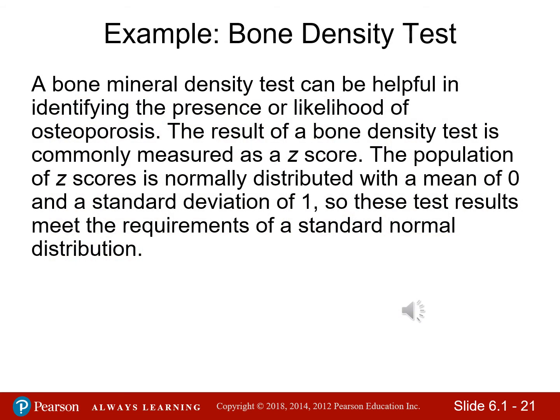Let's consider this example. A bone mineral density test can be helpful in identifying the presence or likelihood of osteoporosis. The results of a bone density test are commonly measured as a z-score. The population of z-scores is normally distributed with a mean of 0 and a standard deviation of 1. So these test results meet the requirements of the standard normal distribution.